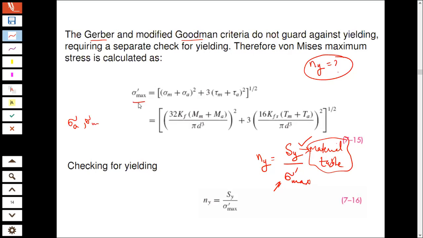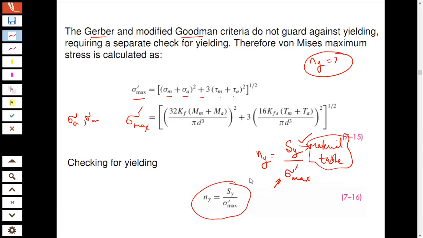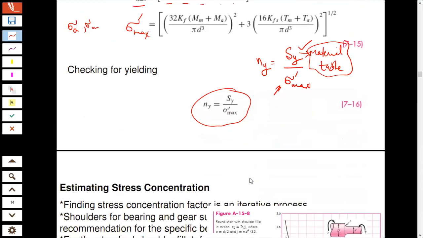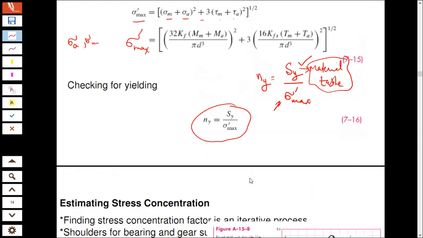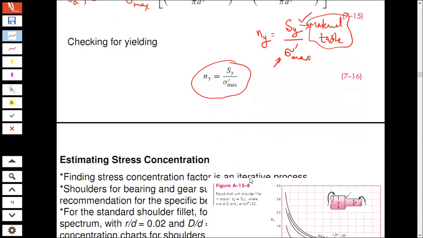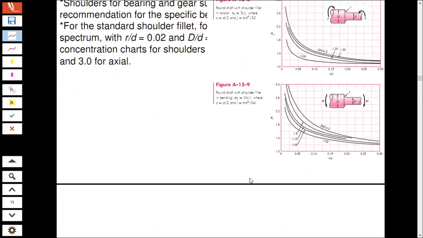Sigma dash, what will it be? It will be equal to the square root of sigma M plus sigma A squared plus 3 times tau M plus tau A squared, under the root. So putting the values here, you will find your sigma maximum dash, and you can find your own factor of safety in yielding. So that is just checking for yielding in those criteria which do not take yielding into account.